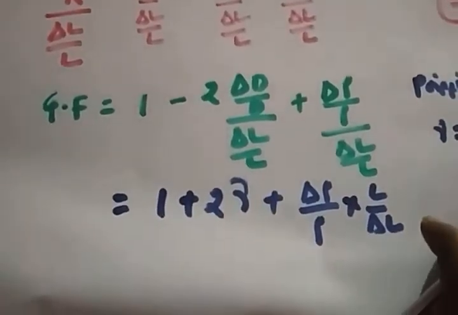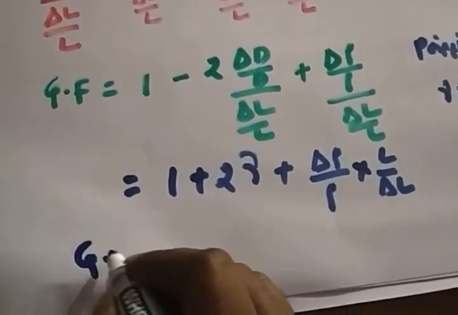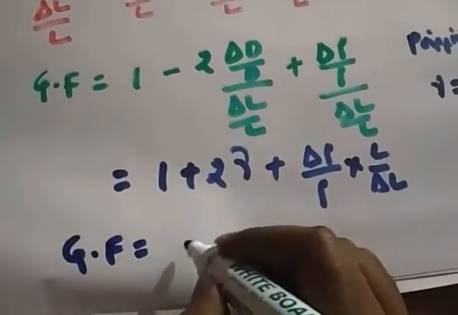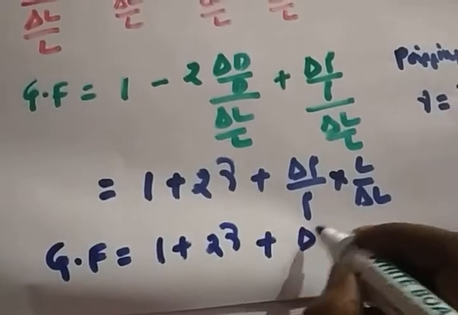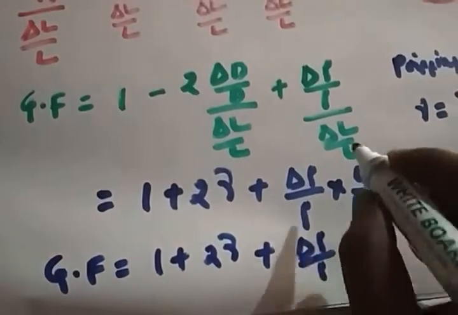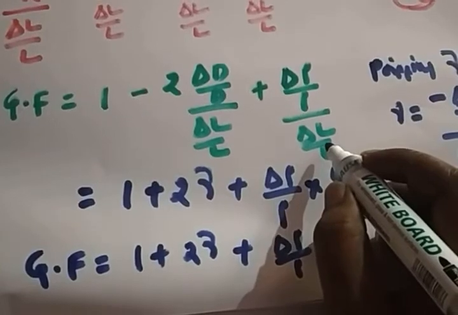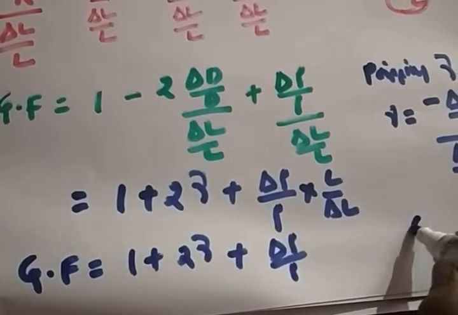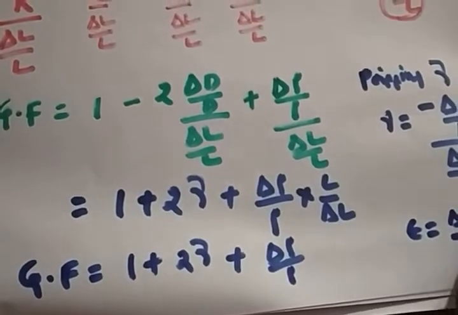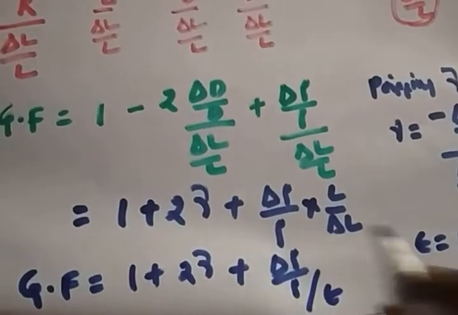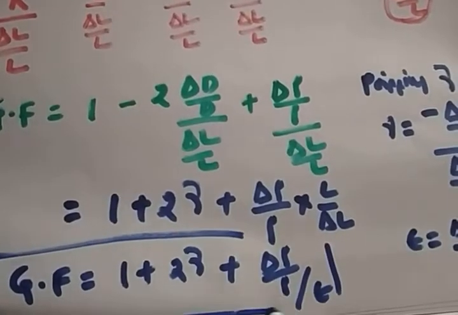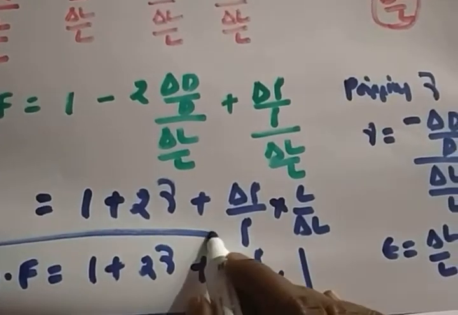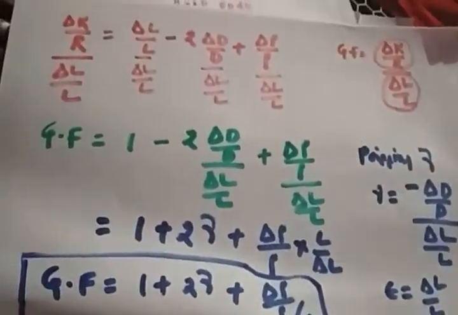So now the overall gauge factor is equal to 1 plus 2 gamma plus delta rho by rho. What is delta L by L? We can call it as a strain. Strain is equal to delta L by L. Then substitute strain, so that is the formula for gauge factor. Alright, so nothing we did, simply.